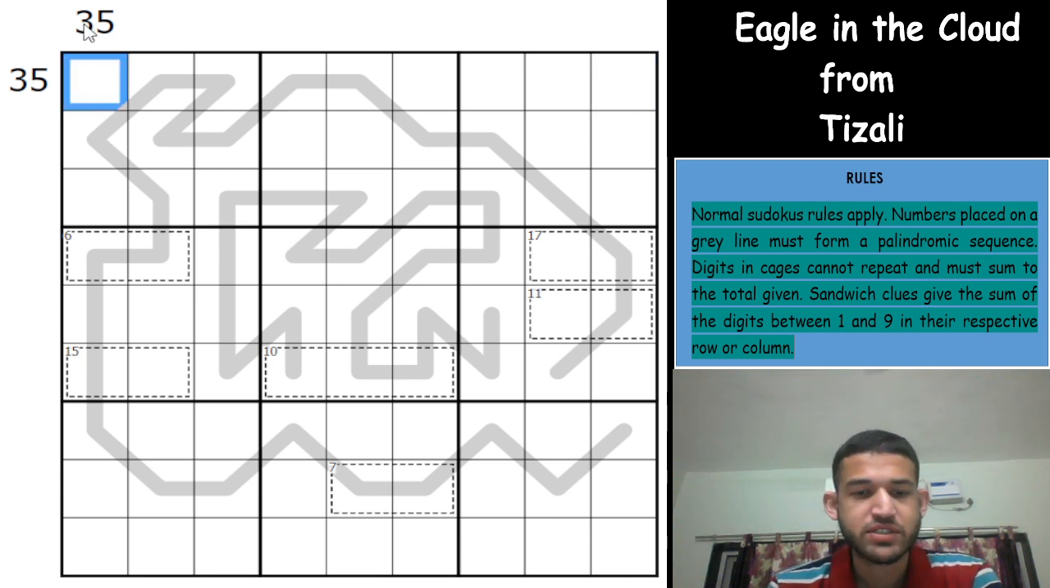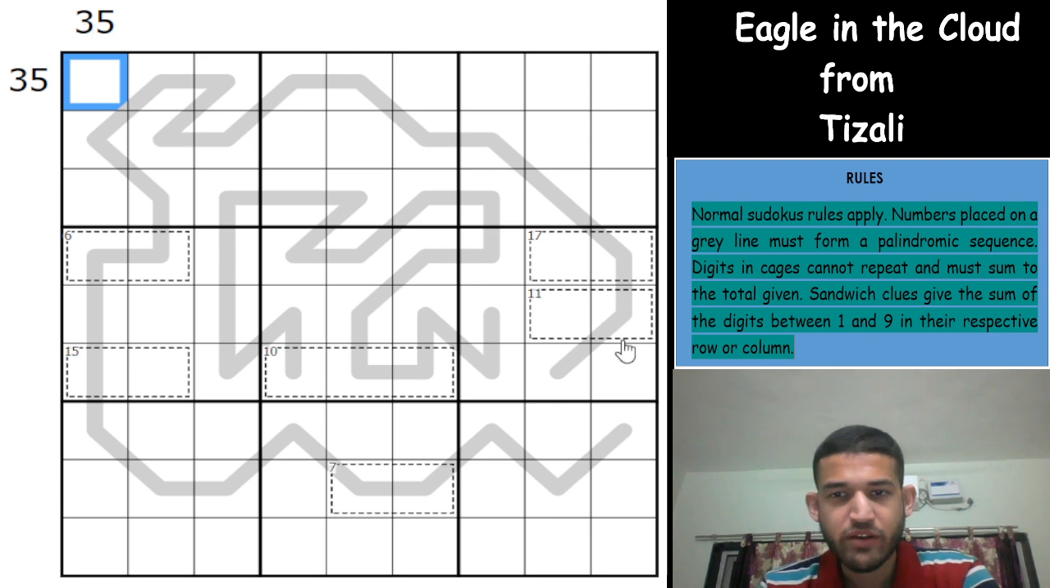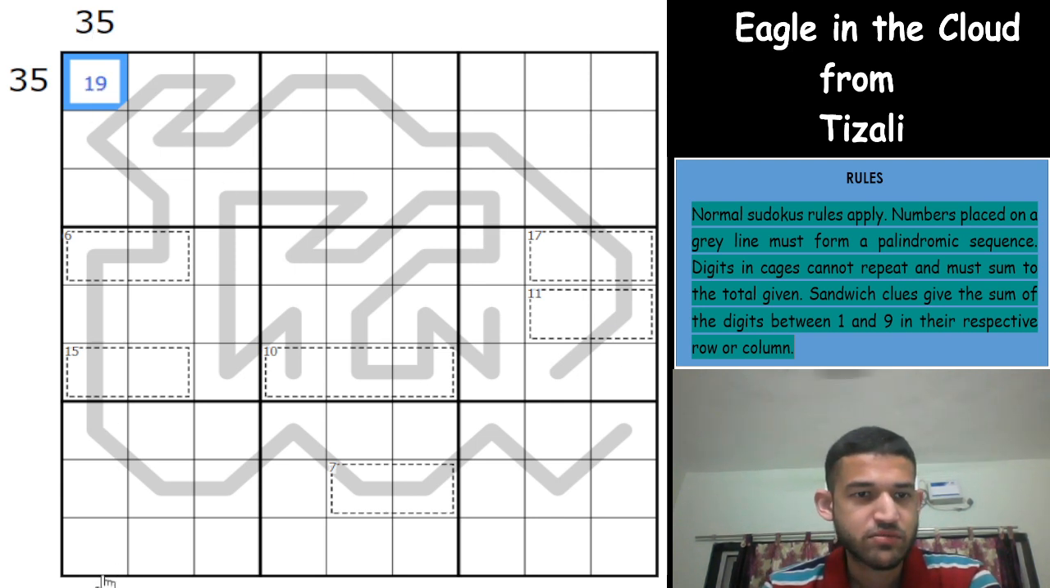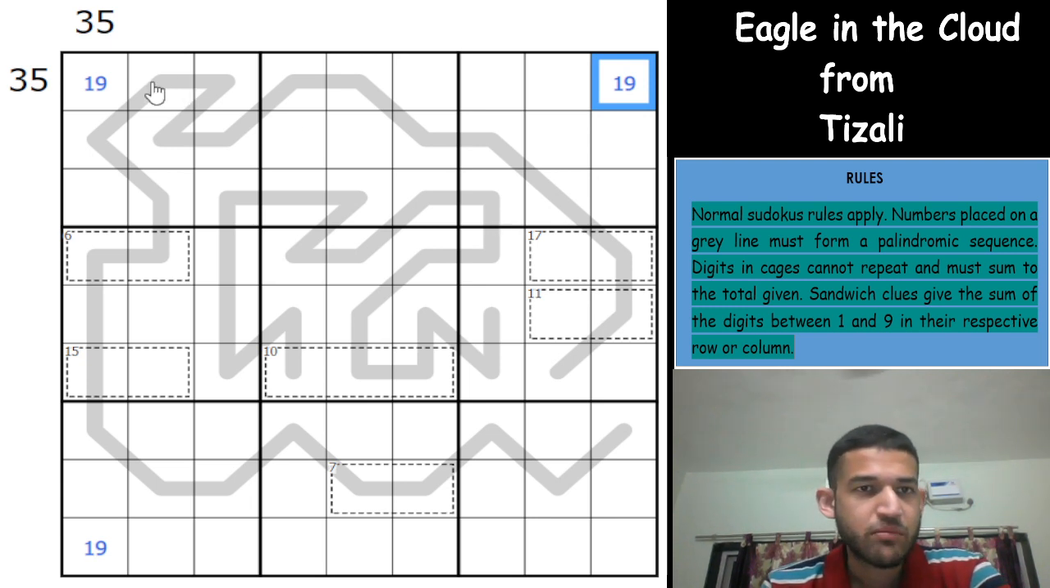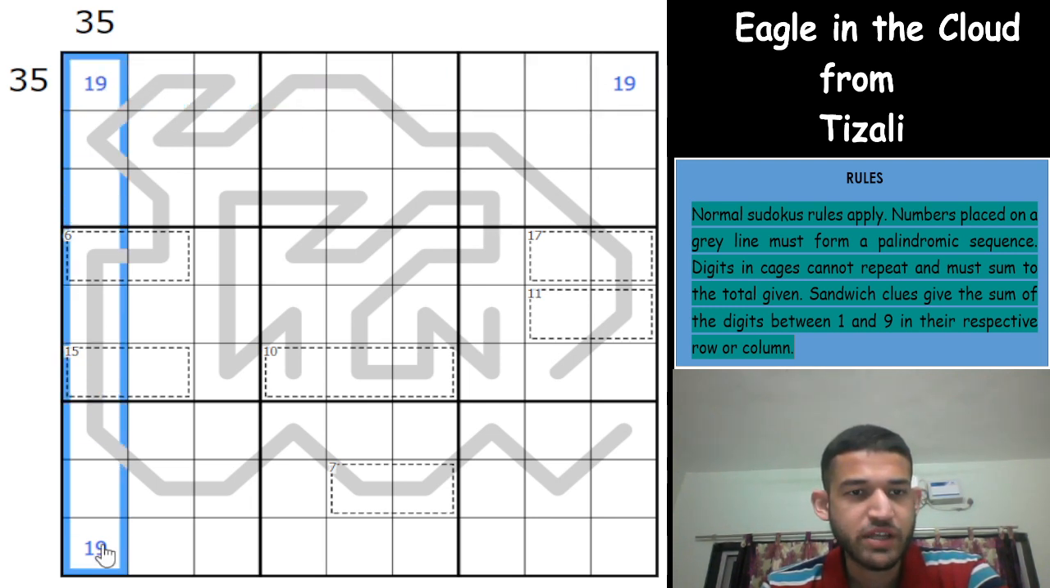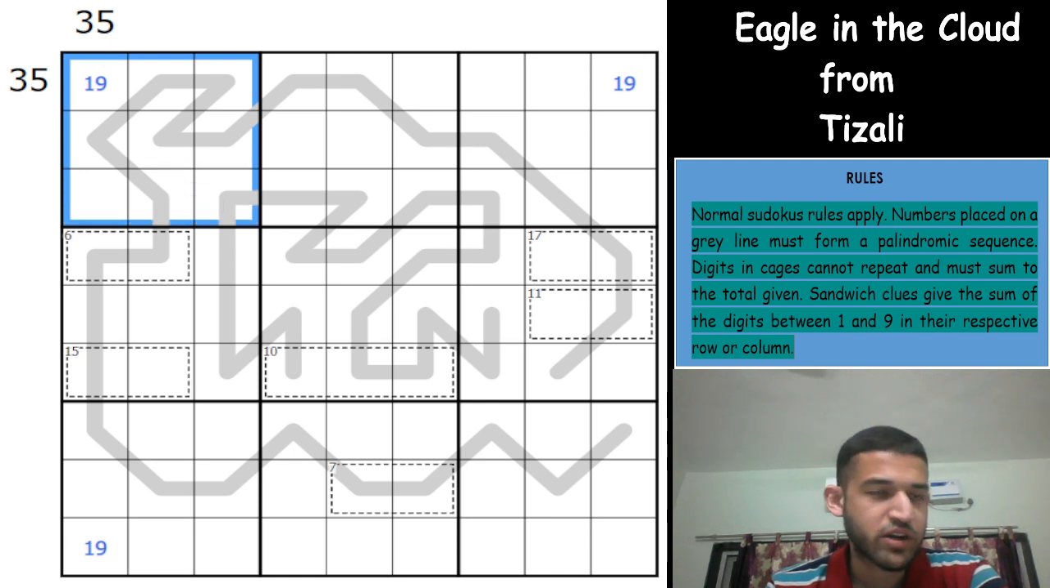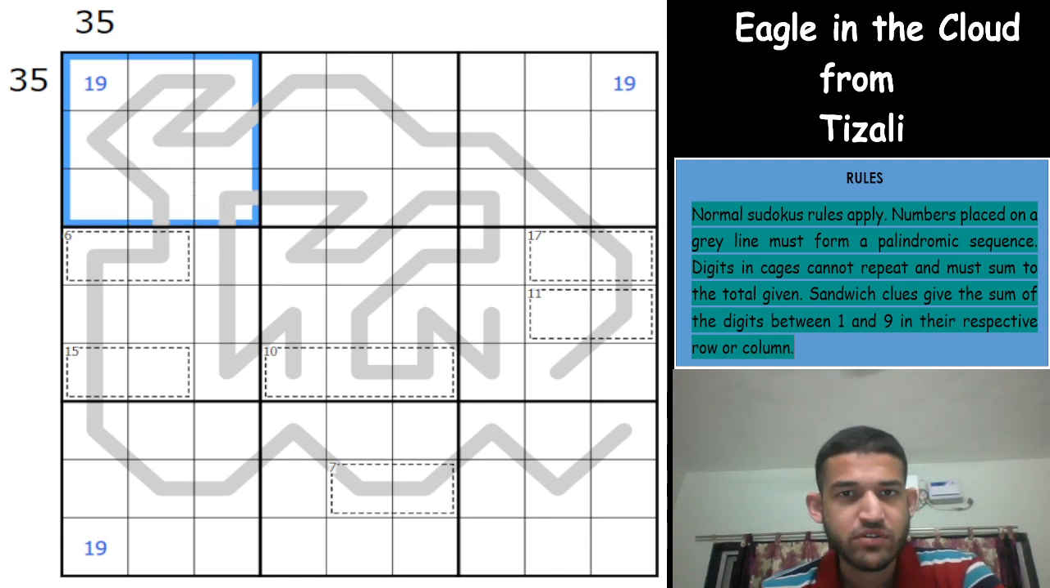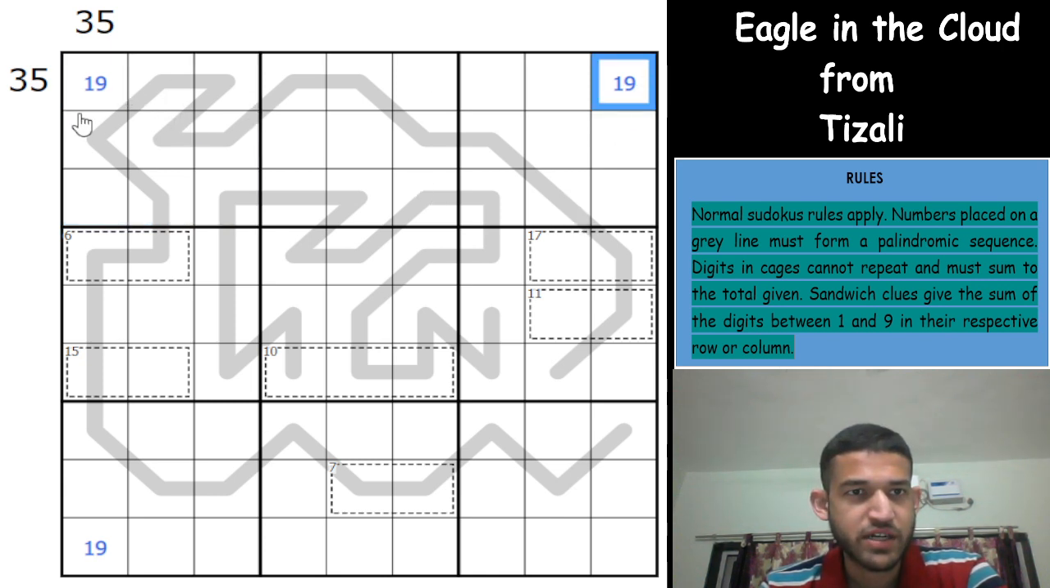So when you have a sandwich clue of 35, there is only one way to fill in the numbers, and that is this way. Because in any row, column or 3x3 box, the sum of the digits from 1 to 9 is equal to 45. And we know that in a sandwich clue, the clue given outside is the sum of the digits between 1 and 9, so 1 and 9 are excluded from the sum. So 45 minus 1 plus 9, which is 10, so 45 minus 10 is 35. So in order to get 35 between 1 and 9, there is only one way, and that is this way.